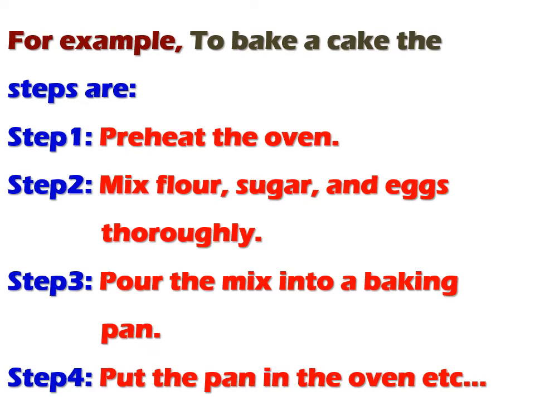Step 1. Preheat the oven. Mix flour, sugar and eggs thoroughly. Pour the mix into a baking pan. Put the pan in the oven, etc. Here, flour, sugar and eggs are input and the baked cake is output. And the entire set of steps is considered an algorithm.